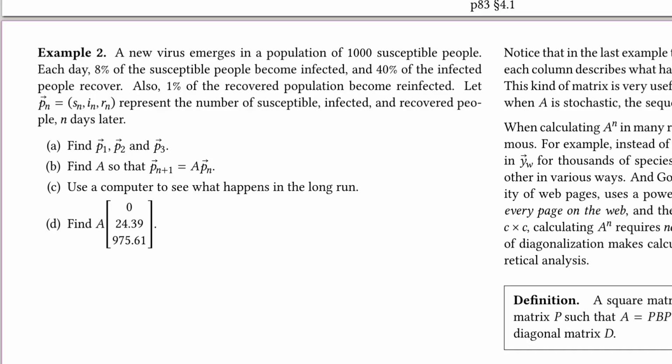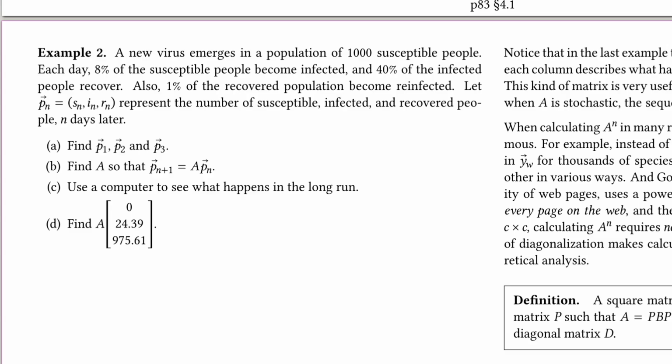All right, let's look at example 2, which is a different kind of situation, but it has something in common with example 1, which is that we have different groups of people, different quantities of people, which are changing their amounts depending on the quantities of the other groups. Let's see how that works.